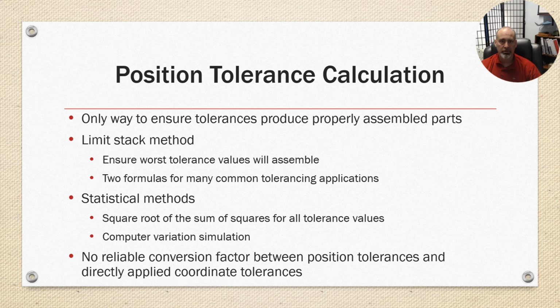There's no reliable conversion factor between position tolerances and directly applied coordinate tolerances, so you need to run it through this formula. This is another issue I have with what I see in industry: a lot of machinists will not understand how to calculate this. And then what they do is they round down their tolerances to a point where they know they will fit. So you're trying to hold it to a position of 5, and they try to hold it to a position of 3, so they don't have to do any math. And it's kind of an issue.